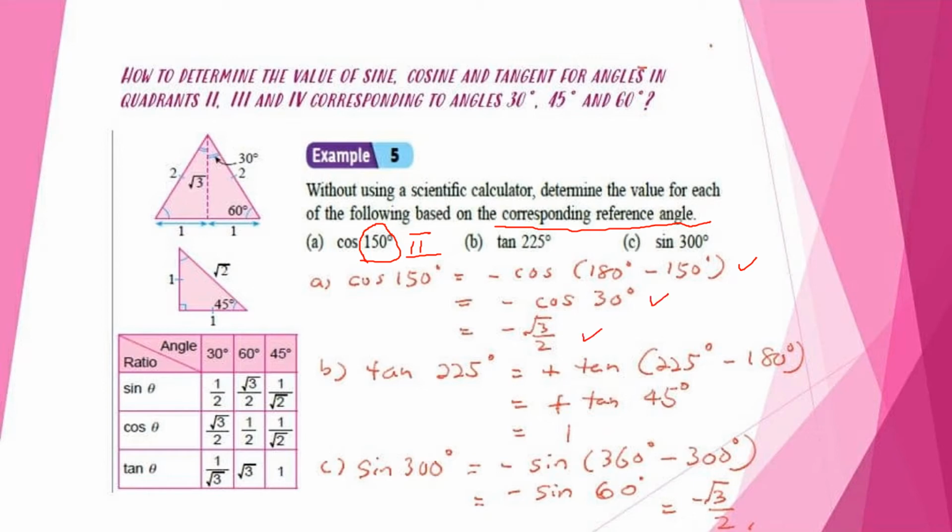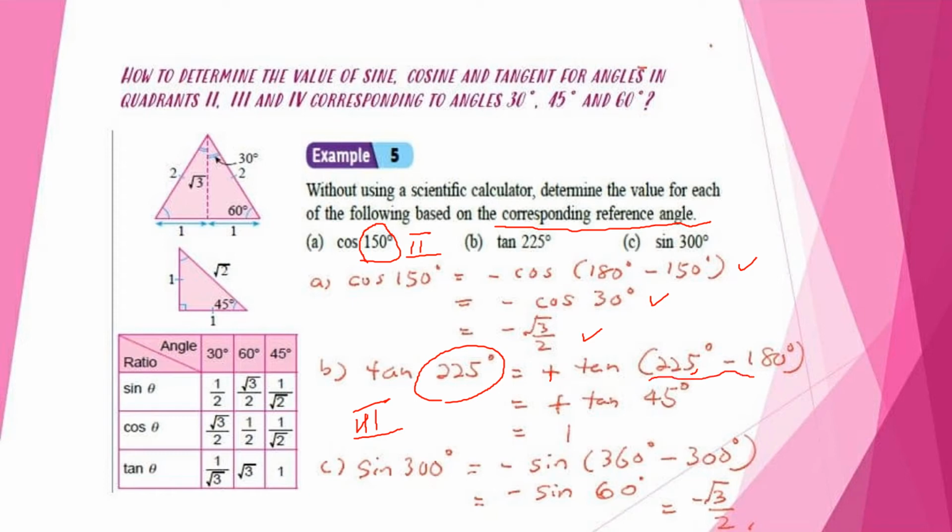For tangent 225, for B, 225 here is in quadrant 3. In quadrant 3, you know that tangent is positive. That's why you have your sign, your positive tangent 225 degrees minus 180 degrees.